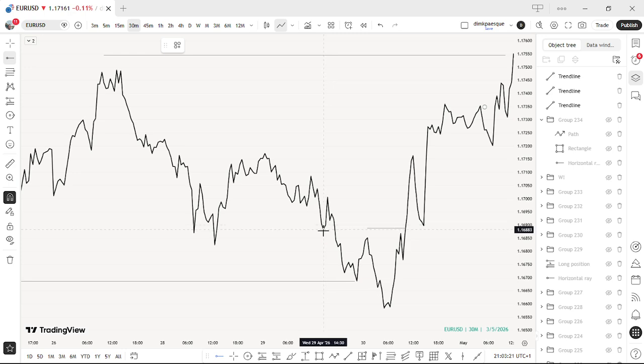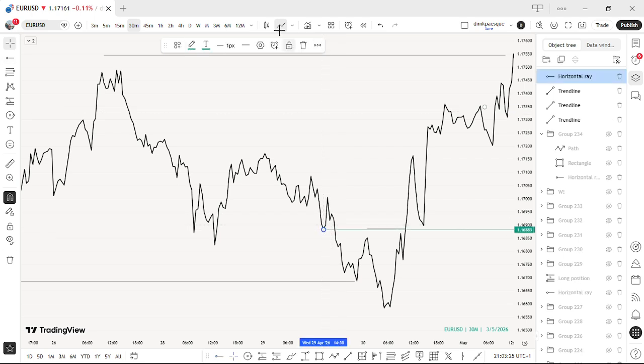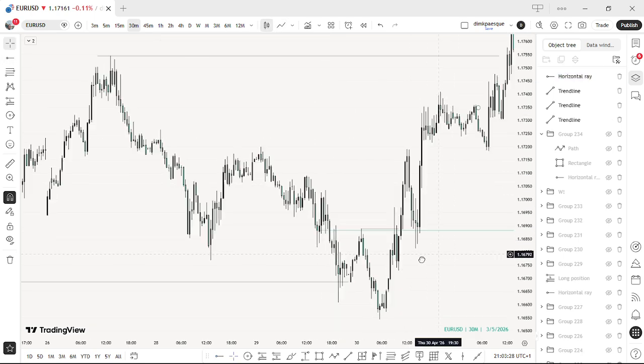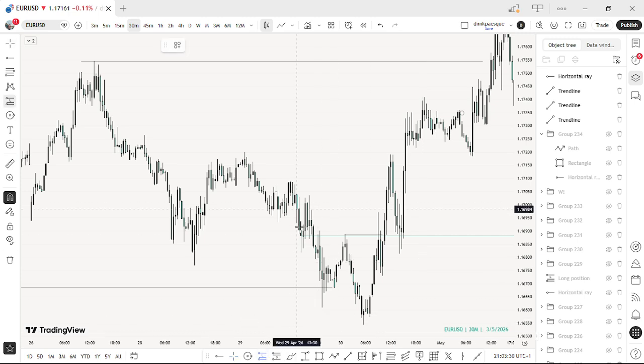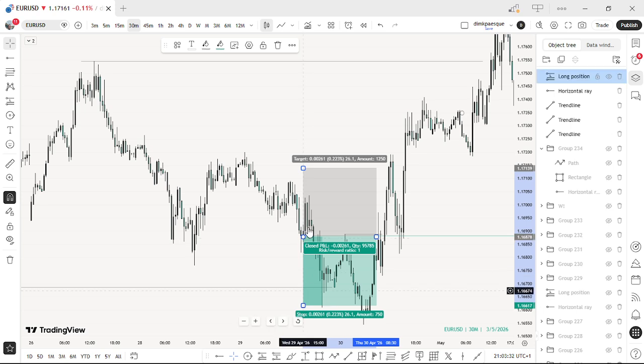So you can use either the highest one here or the lowest one. So you're picking the highest one. You have that very clean retracement and rejection.